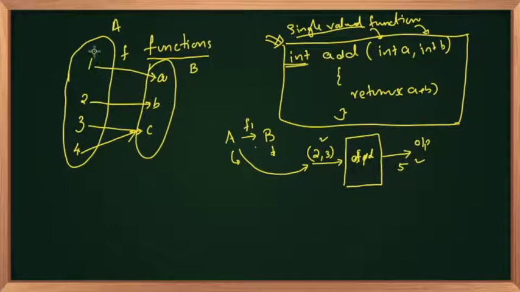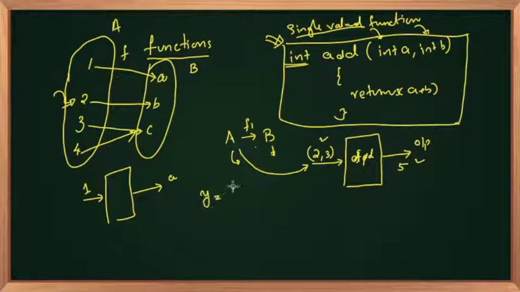Take this function: if you give 1 as the input, the output will be A. So what I'm saying is, if someone gives me some value in A, I can always determine the value in B. That is what we call a function. Usually we write y is equal to f of x. This is a function, because whenever we give the value of x, we can always determine the value of y.